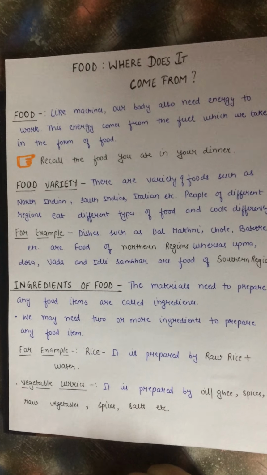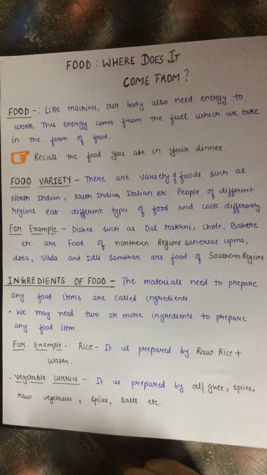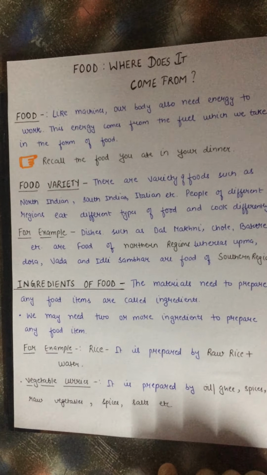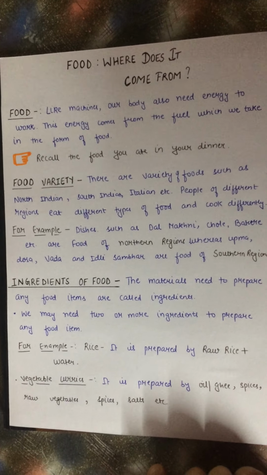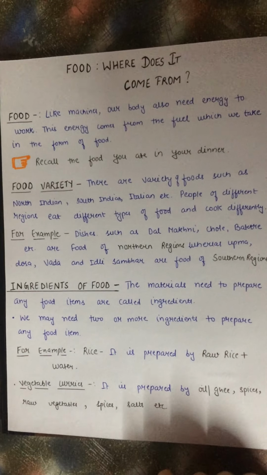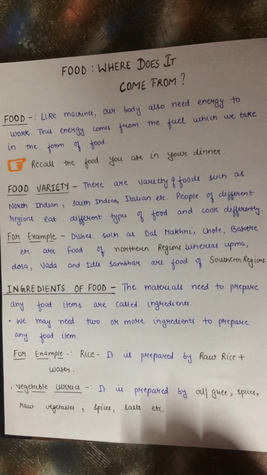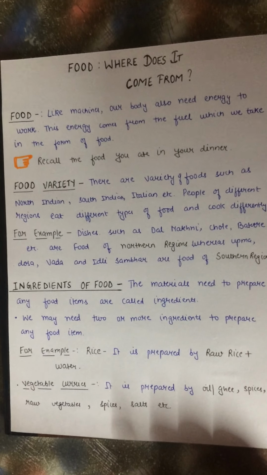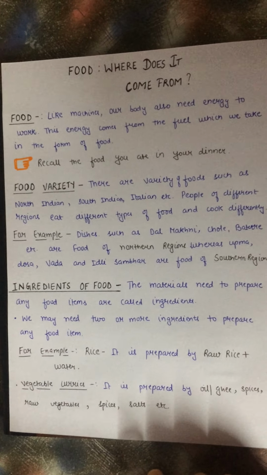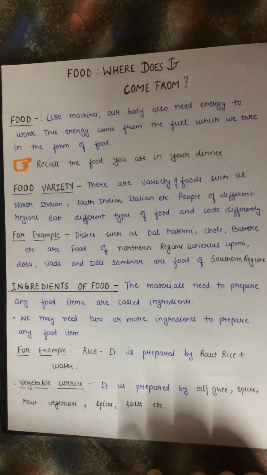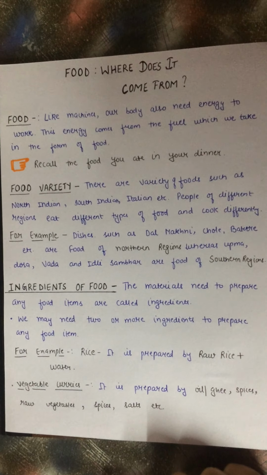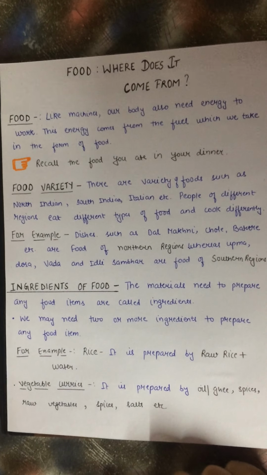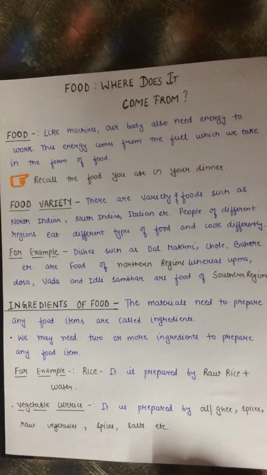Now, recall what all food you had in your breakfast, lunch and dinner. You had a variety of foods. What type of variety? Like chapatis, dal, fruits, vegetables. All these foods you must have had in your lunch, dinner or breakfast. So these are the foods which we require for the growth and proper functioning of our body.